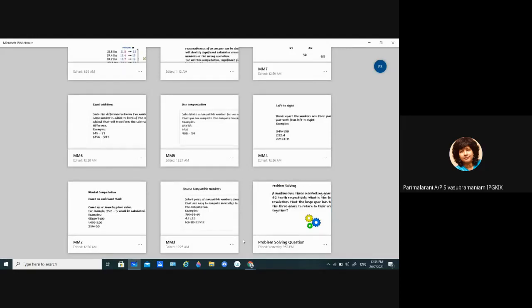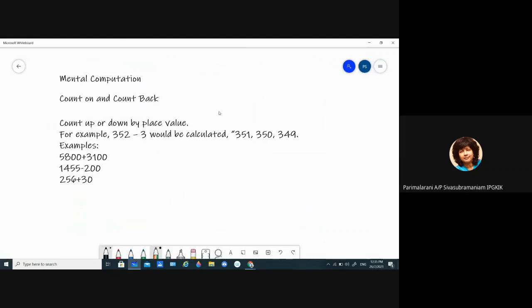The first one that we're going to look at is the first strategy. As I told you just now, all the strategies that we use for learning basic facts are mental computation strategies, because basic facts we teach them how to memorize. To reinforce those strategies, because earlier we used them only for single digit numbers, now we can use them for any calculation. So the first strategy is count on and count back.